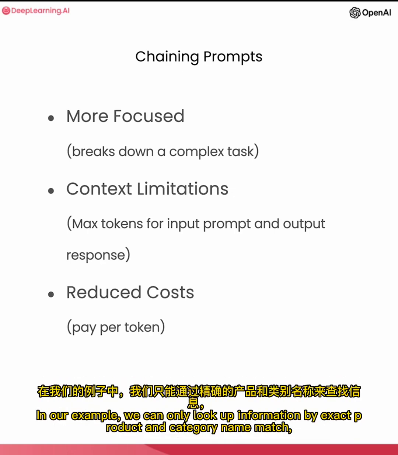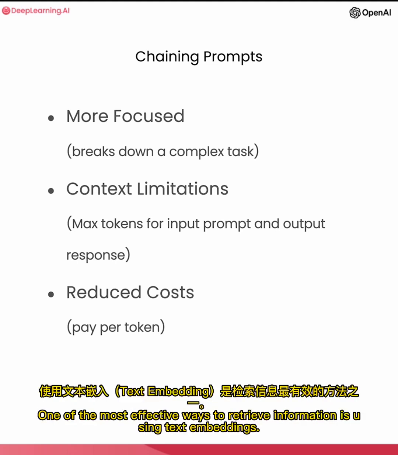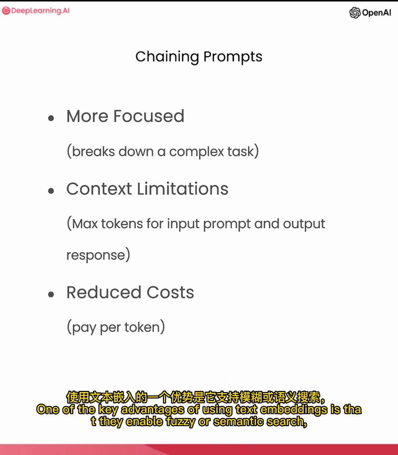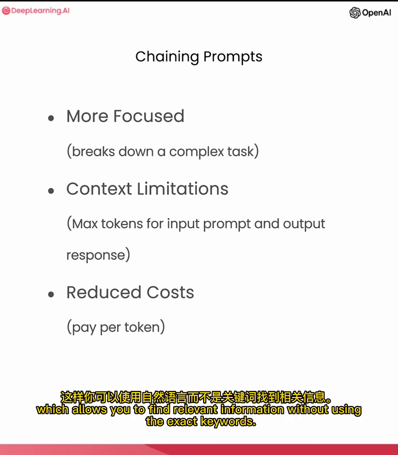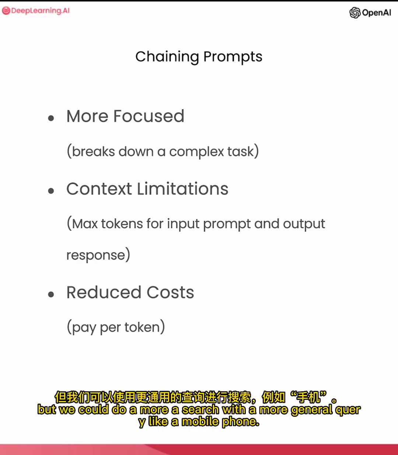In our example, we can only look up information by exact product and category name match, but there are also more advanced techniques for information retrieval. One of the most effective ways to retrieve information is using text embeddings. And embeddings can be used to implement efficient knowledge retrieval over a large corpus to find information related to a given query. One of the key advantages of using text embeddings is that they enable fuzzy or semantic search, which allows you to find relevant information without using the exact keywords. So in our example, we wouldn't necessarily need the exact name of the product, but we could do a search with a more general query like mobile phone.